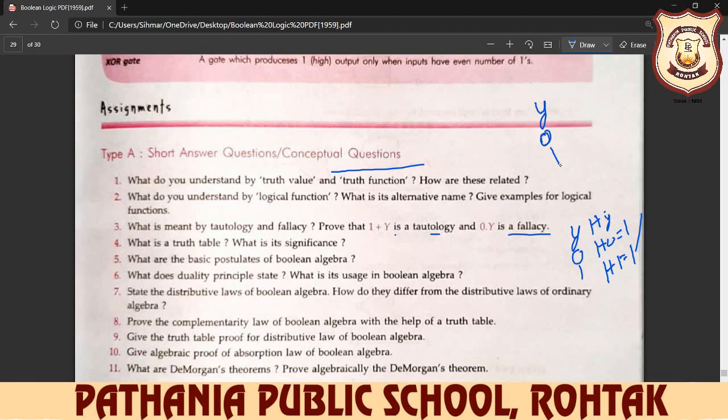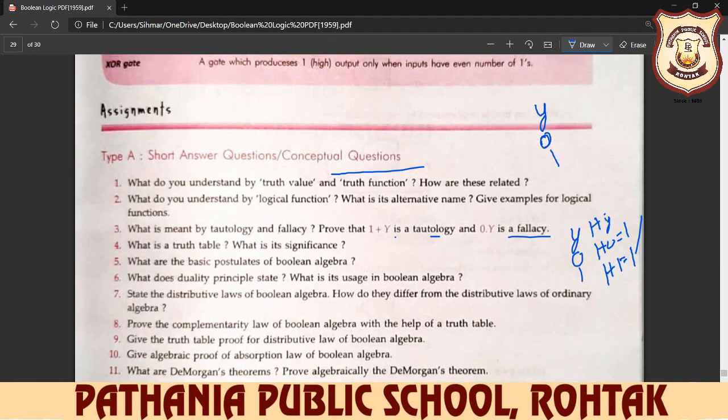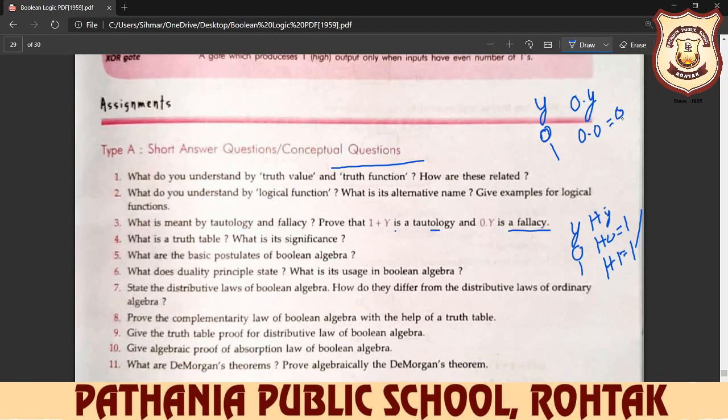Two combinations are here, 0 and 1. When you multiply 0 by y, when you input 0 multiplied by 0, your answer is 0. And when we take 1 here, 0 multiplied by 1 is always 0. So both are 0, meaning both values are false, so this term is called a fallacy. So 0 multiplied by y always gives a fallacy, and 1 plus y is always a tautology.